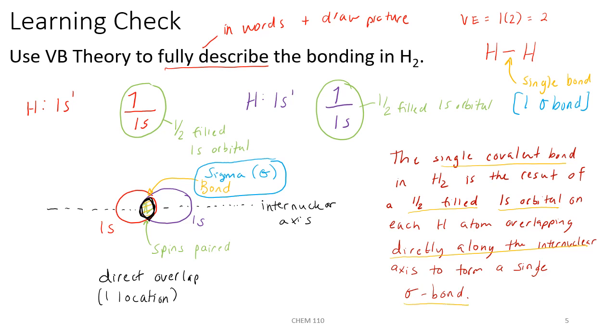Those are going to be the key points you want to hit on in your description of bonding when you use valence bond theory. There's no right or wrong way to put it into words, but you want to talk about those specific things.